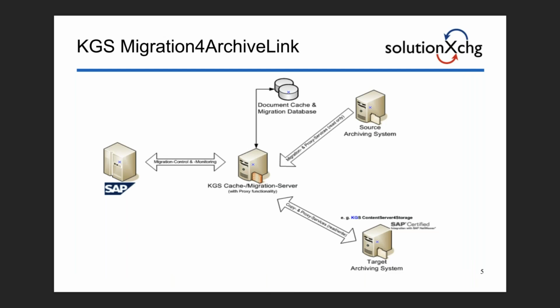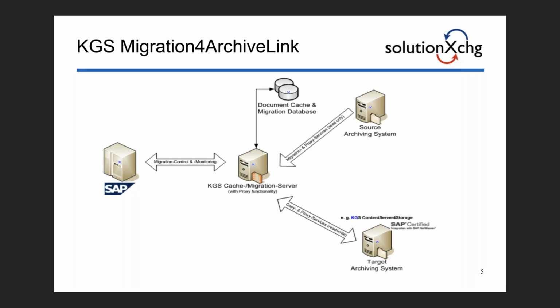Usually the SAP system connects directly to a content management system. While we do a migration, we will put a migration and proxy server in the middle of it. That proxy server looks at the call from your SAP system and then makes an intelligent decision whether the document can be found on the source system, or is already migrated to the target system, or is a brand new document that was directly moved to the target system.